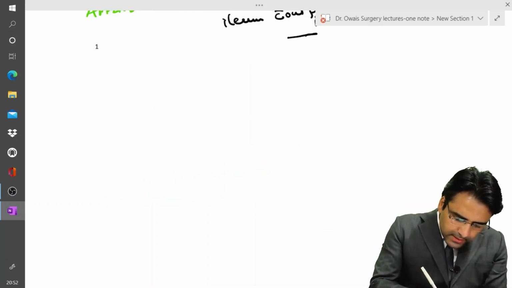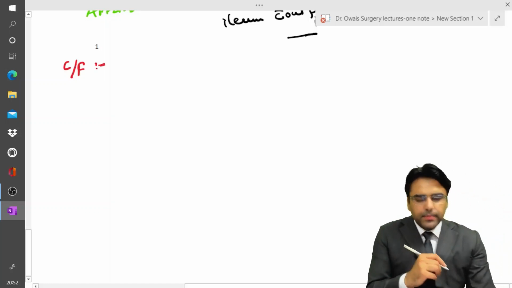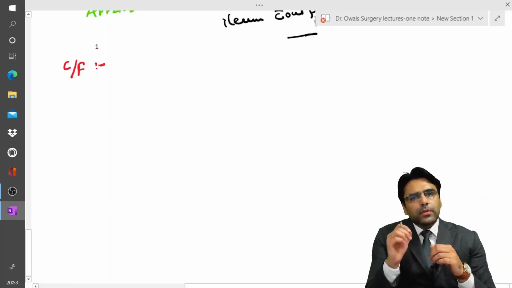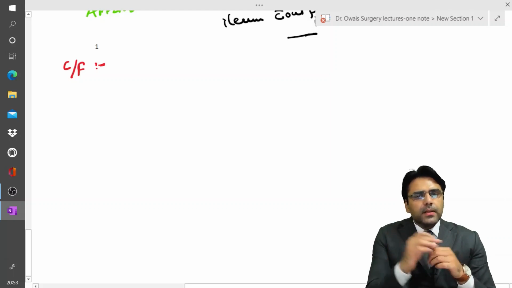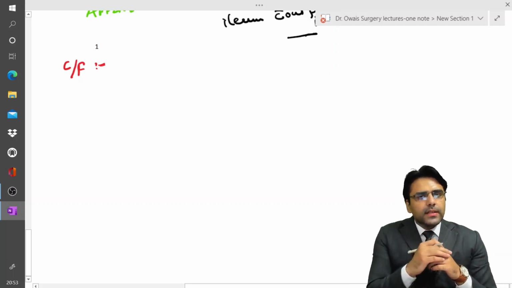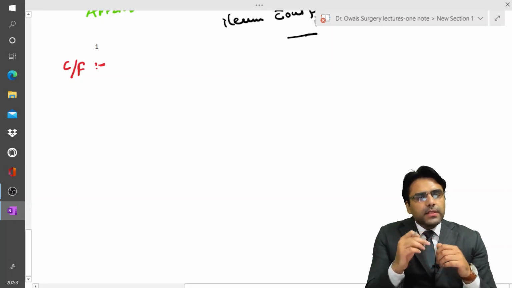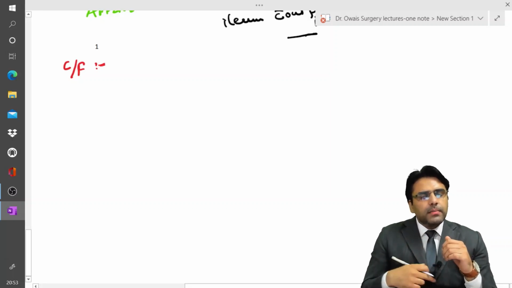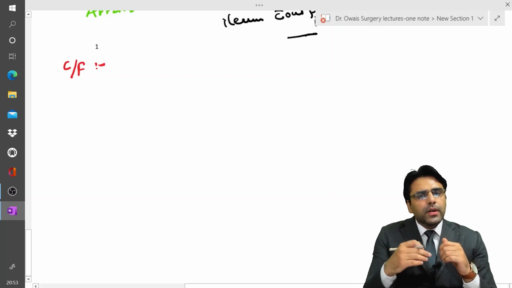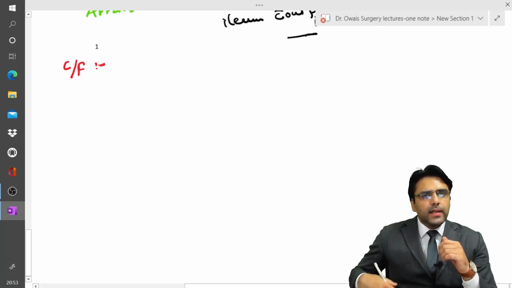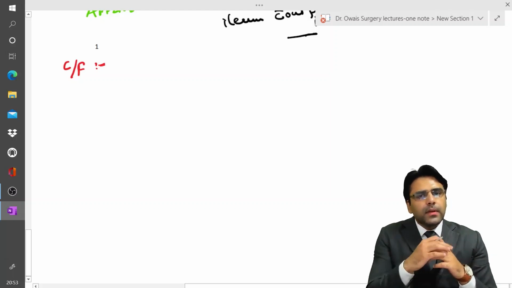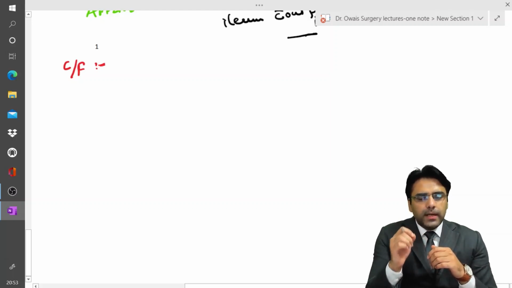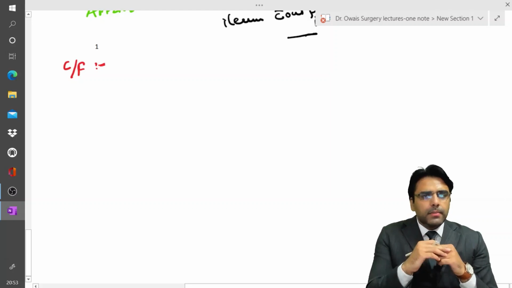Now next, let us discuss the clinical features in case of acute appendicitis. Please remember that the most common symptom in acute appendicitis is pain. What is the characteristic feature of this pain? The visceral pain starts in the periumbilical region, and after a few hours it shifts to the right iliac fossa as somatic pain. This somatic pain occurs due to irritation of the parietal peritoneum by the inflamed appendix.